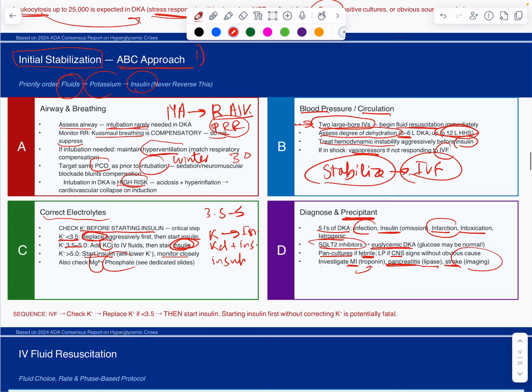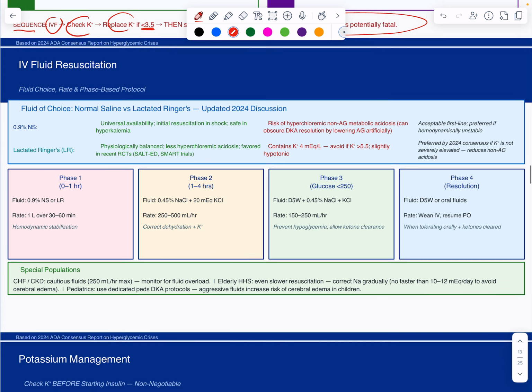So stabilize. This is the sequence: stabilize, give IV fluid, check potassium, replace potassium if less than 3.5, then start insulin. Please don't start insulin before checking potassium, because this can cause severe hypokalemia and can be potentially fatal. We said IV fluid will be the first thing to start with in resuscitation.